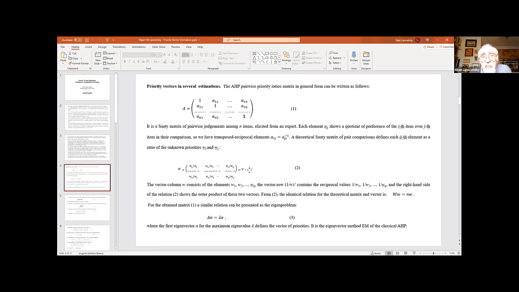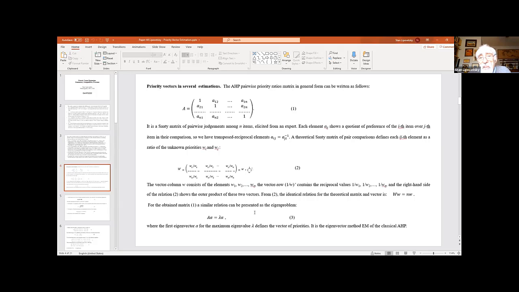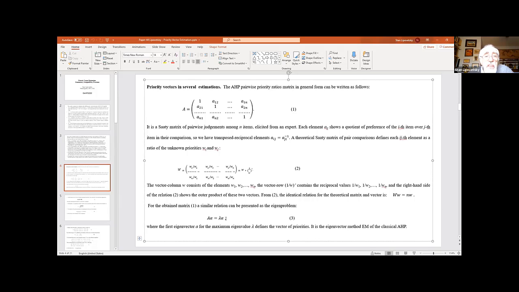The pairwise comparison matrix, the classical matrix suggested for the analytic hierarchy process by Thomas Saaty. The theoretical matrix can be presented by some theoretical vector of priorities in outer product with the reciprocal of its vector. From this, we can get theoretical relations with this matrix, and by it we can construct a relation which is the eigenproblem for the empirical Saaty matrix, or observed matrix of elicited data.